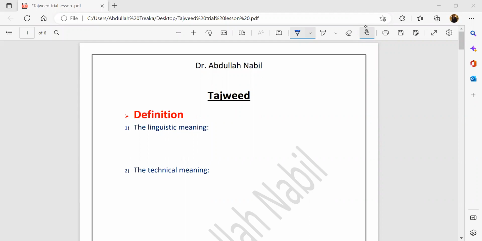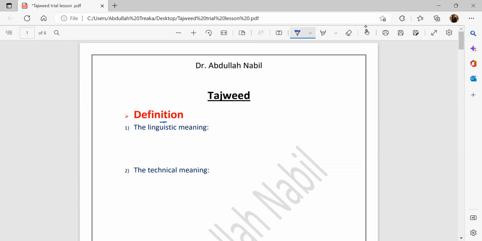Hello, today we're going to talk about the first lesson of Tajweed. I'm Abdullah Nabeel, and we're going to talk about this topic through four main topics. We're going to talk about the definition of Tajweed, then the benefits of reciting with Tajweed, and we will know the main categories of Tajweed, and we will talk about two of the topics of Tajweed: أحكام النون والميم المشددتين and القلقلة in Tajweed.